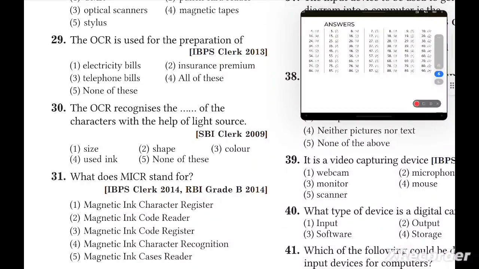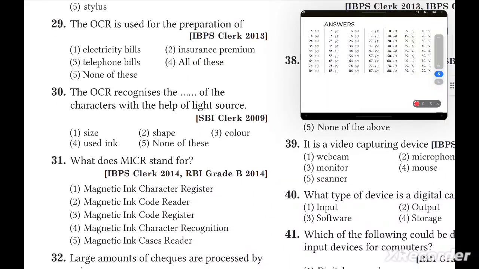Next, the OCR is used for the preparation of first, electricity bills. Second, insurance premium. Third, telephone bills. Fourth, all of these. Fifth, none of these. The correct answer is fourth, all of these.